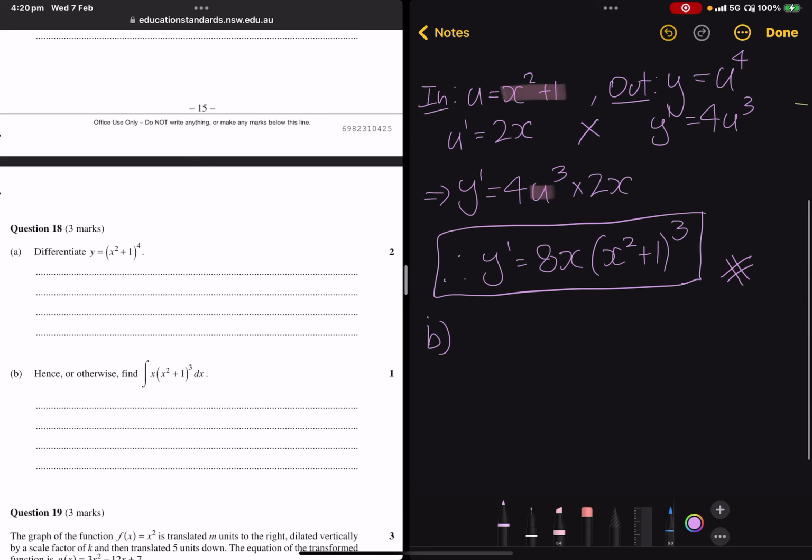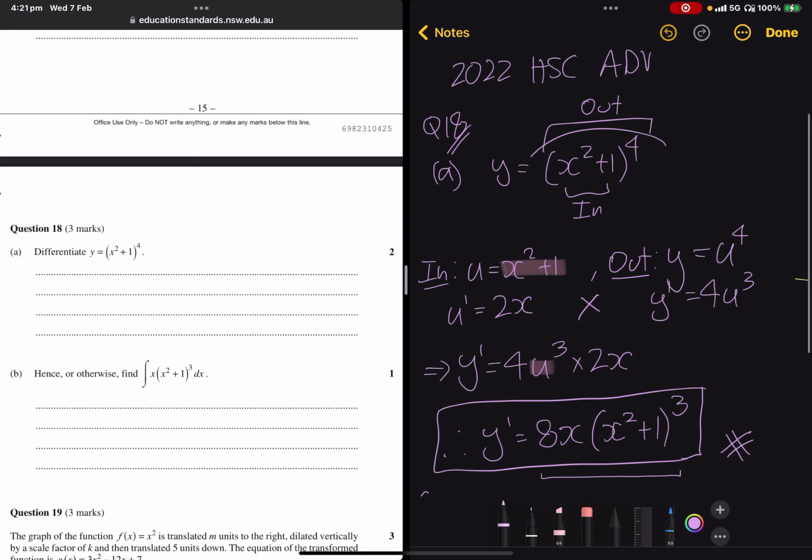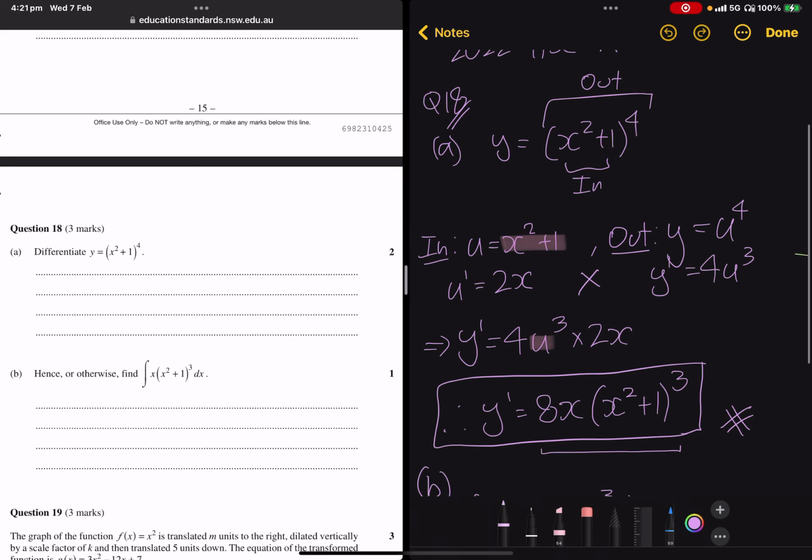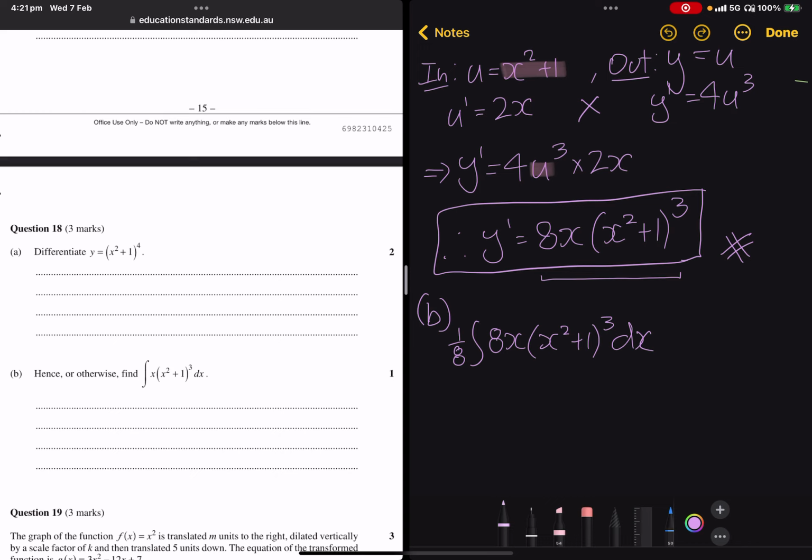For part B, hence or otherwise find this integral. So if we look at the thing we just found, the derivative we just found is of the same form as this integral without the 8. So we need to get an 8 in here. So we're going to say 1/8 times 8x times x squared plus 1 cubed dx. Well, this integral we know is the function we started with. We know it is x squared plus 1 to the 4 because we just differentiated it to get this.